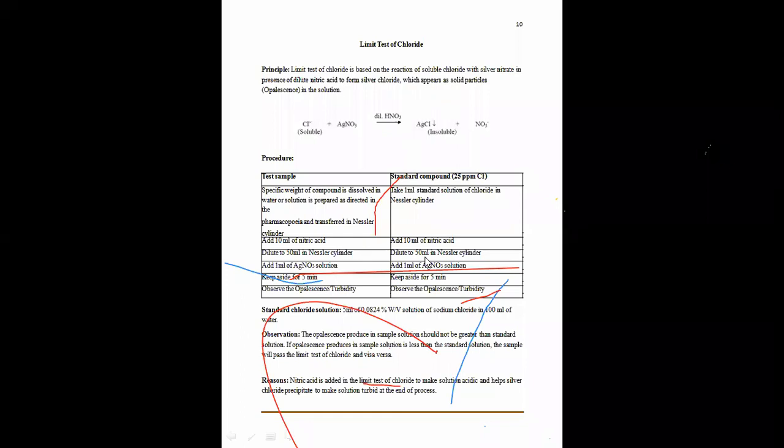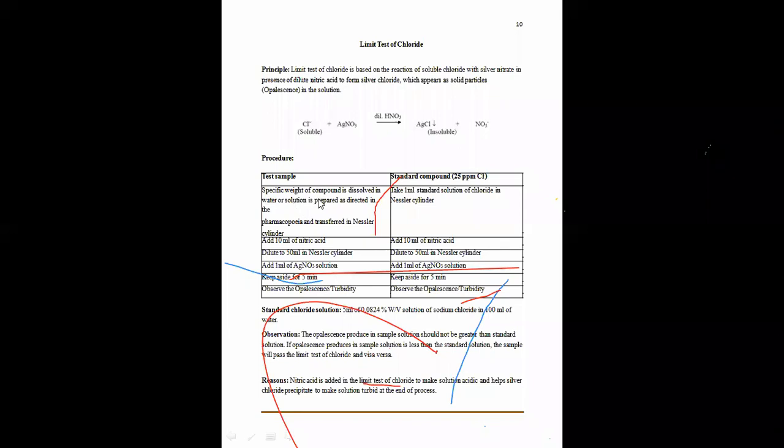Now every Nessler cylinder has a marking up to 50 ml. See, I already told you it looks the same as a measuring cylinder, but measuring cylinders have markings of 5 ml, 10 ml. This is a cylinder which has only a 50 ml marking. So we are going to make up the volume up to 50 ml, and after that add 1 ml of silver nitrate solution.